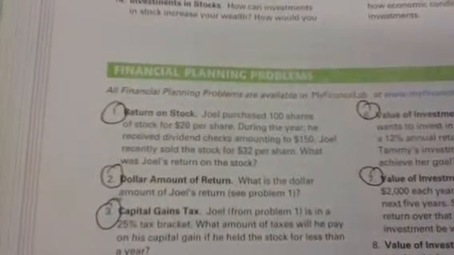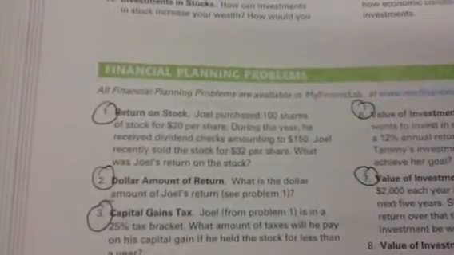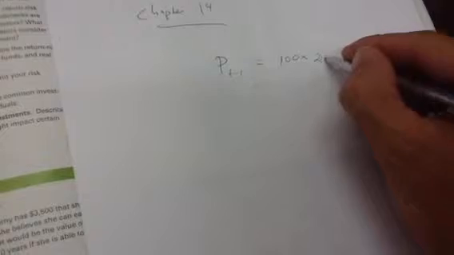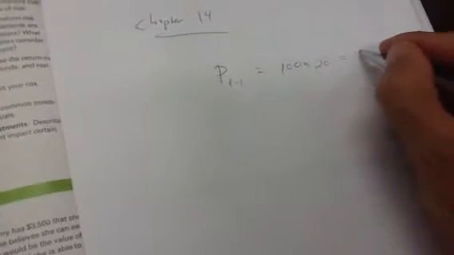Joel purchased 100 shares of stock for $20 per share. Okay, so what was his buy-in? His buy-in value, if you will. T minus 1 from our slides. He had 100 shares and he bought them at $20 a share, which equals $2,000.